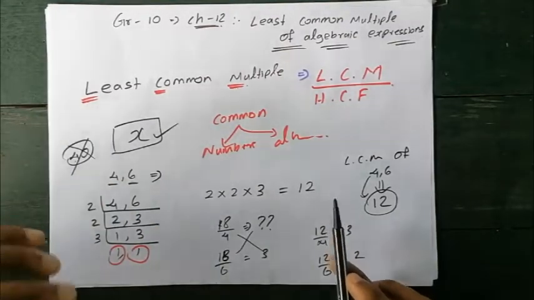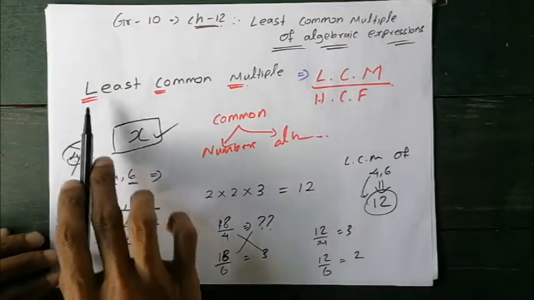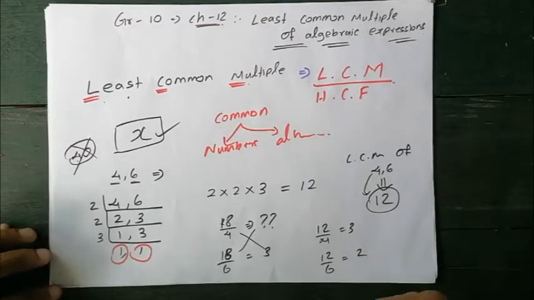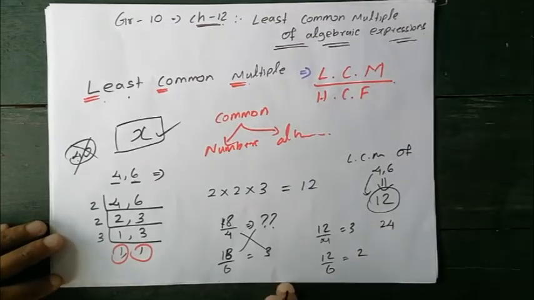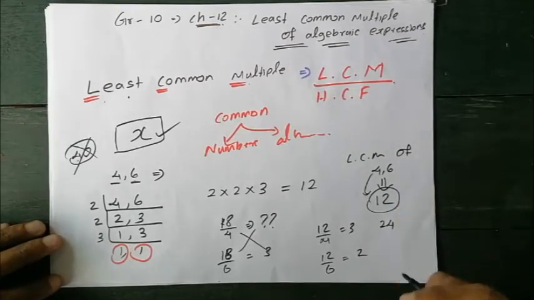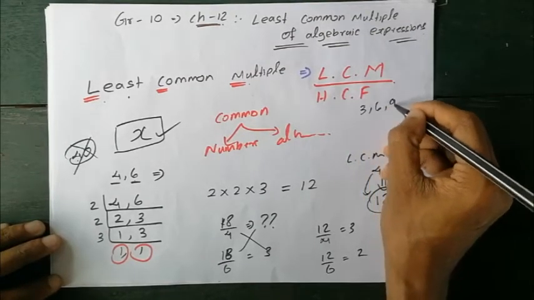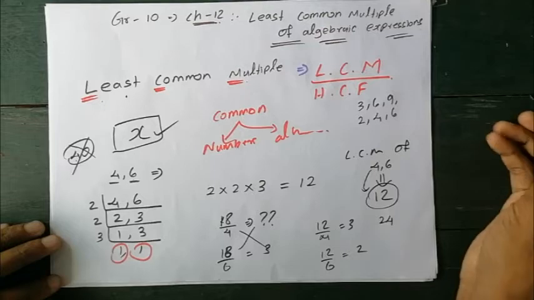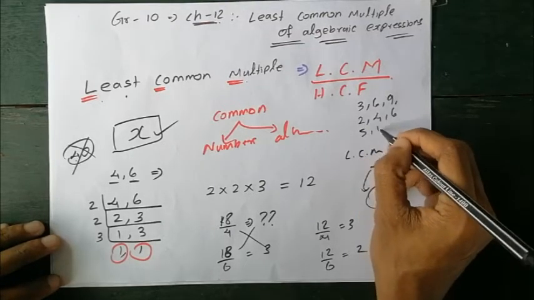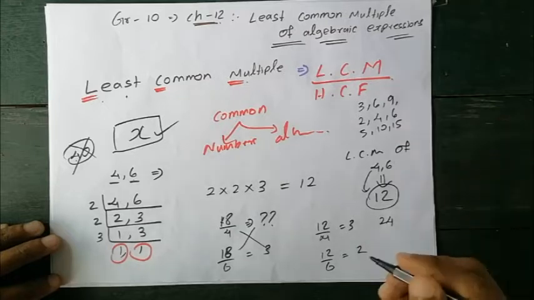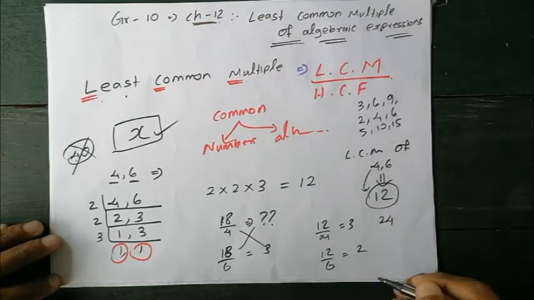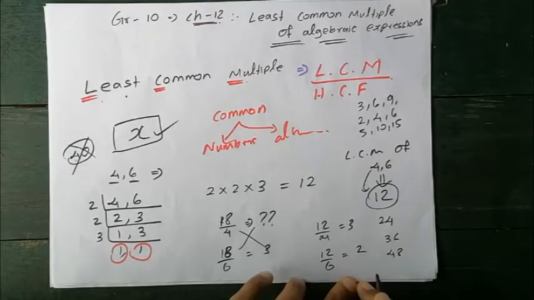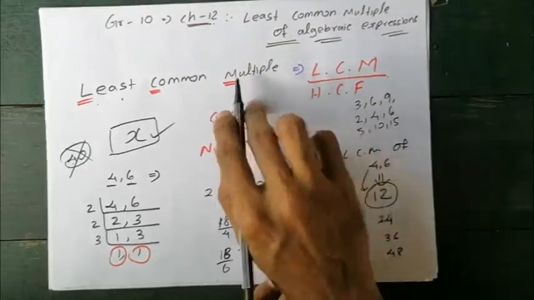ஒரேடியா அது டிவைட் பண்ணும் என்ற மீனிங்கை தான் நாங்கள் கொண்டு வர போகிறோம். ஸோ வாட் இஸ் லீஸ்ட்? இப்போ 12 மல்டிபிள் ஒன்று சொல்லுங்கள். 12 அடுத்த டபுள் சொல்லுங்கள். 24. Multiple of 3 means 3, 6, 9. Multiple of 2, 4, 6. Multiple of 5, 10, 15. Likewise, multiple of 12: 12, 24, then 36, then 48. So those are multiples.